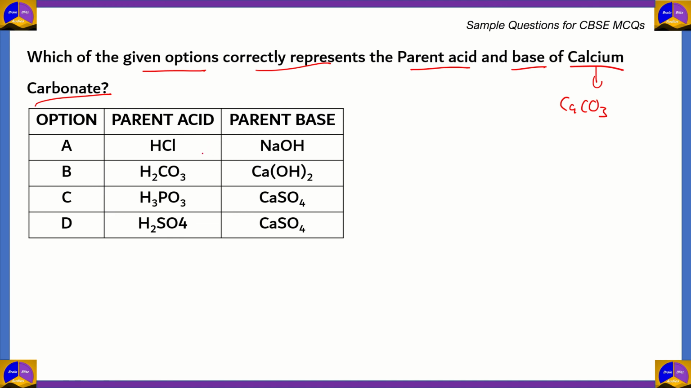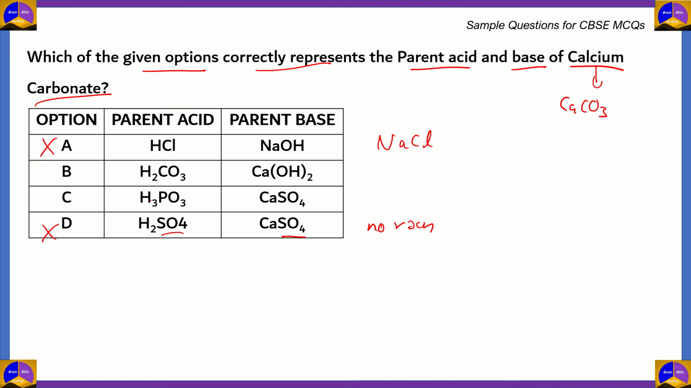So if you look at option A, it says HCl plus NaOH. This is a double displacement reaction and neutralization, so you get NaCl plus H2O. So the salt formed here is sodium chloride and not calcium carbonate. Option A is incorrect. What about option D, H2SO4 plus CaSO4? Here, as you can see, both of them have the same ion, so there is no reaction taking place. So option D is also incorrect.